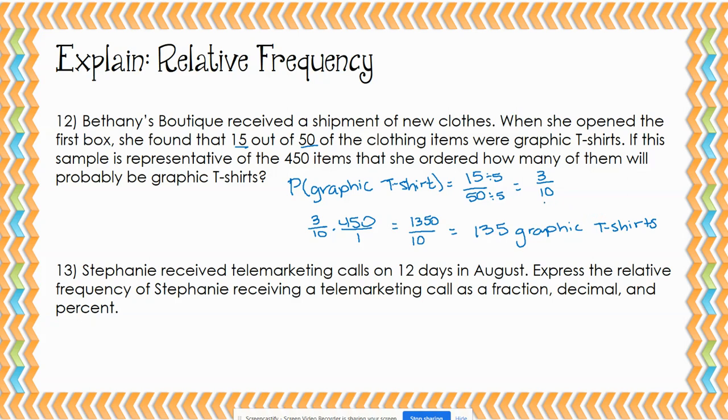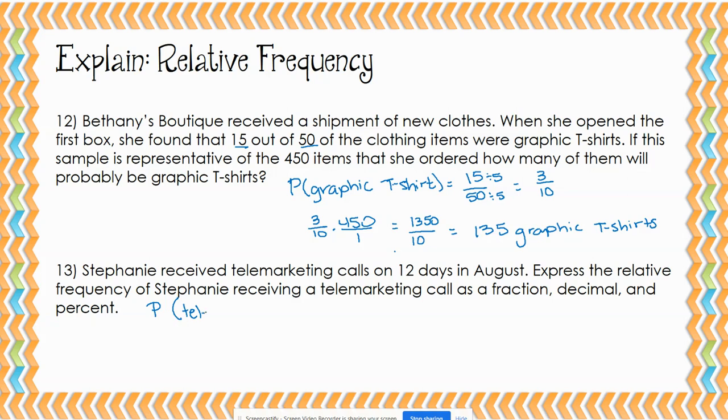The last problem on your notes says Stephanie received telemarketing calls on 12 days in August. Express the relative frequency of Stephanie receiving a telemarketing call as a fraction, decimal, and percent. Well, the relative frequency, if you remember, is just the probability. So for this, it's not asking us to make a prediction, and instead, it's just asking us to show the relative frequency. So we're showing the probability.